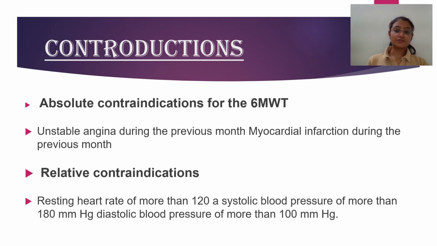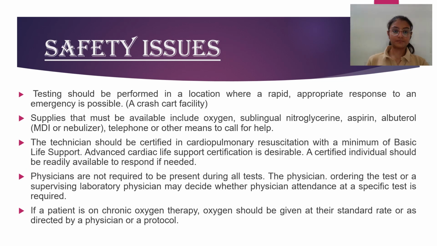Now the contraindications. First, absolute contraindications for the 6-minute walk test: unstable angina during the previous month, myocardial infarction during the previous month. Now, relative contraindications: a resting heart rate of more than 120, a systolic blood pressure of more than 180 mmHg, and a diastolic pressure of more than 100 mmHg.